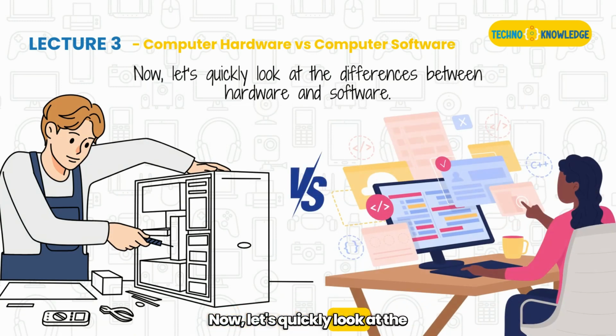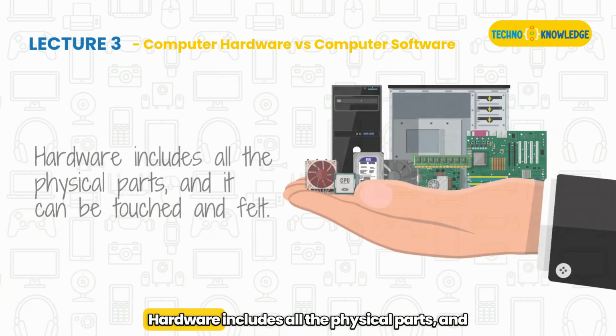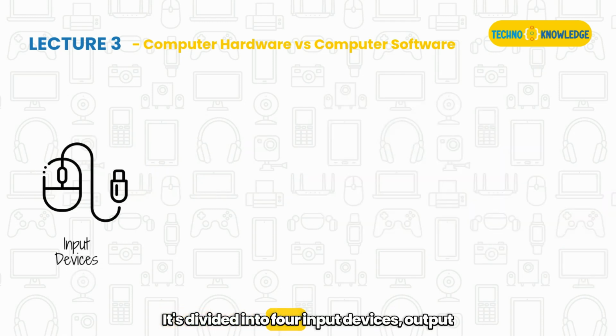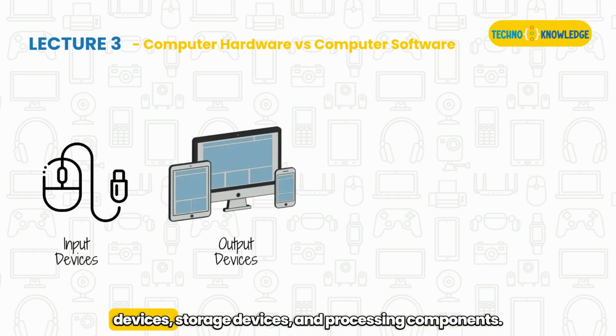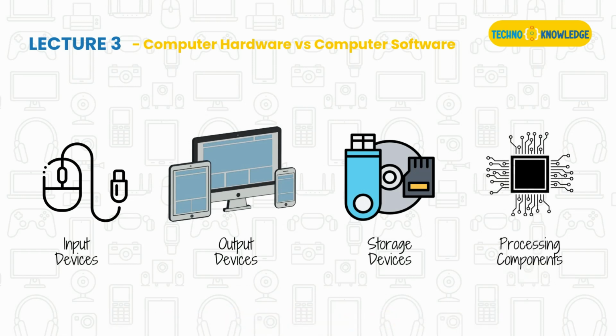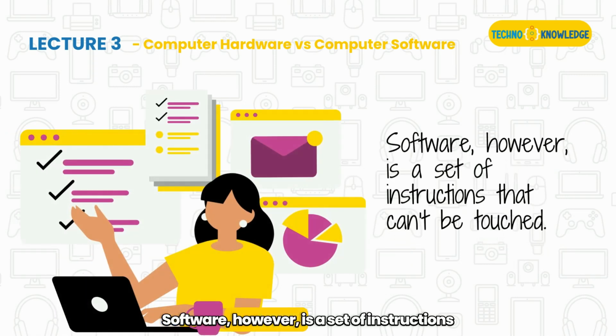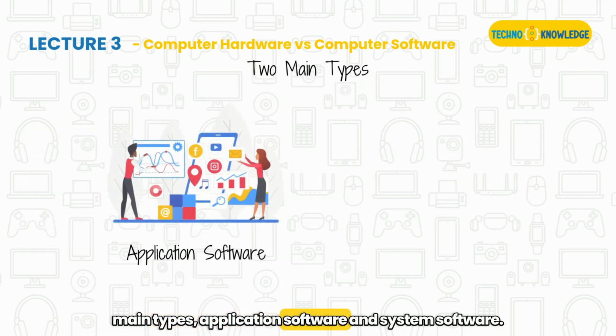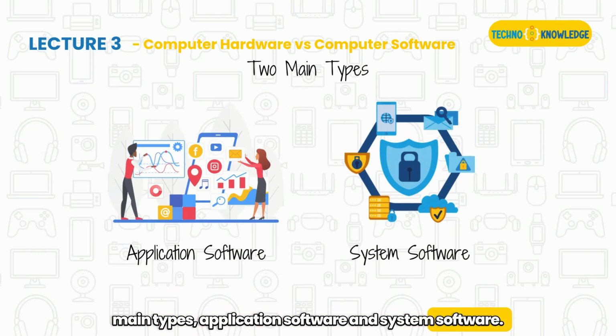Now, let's quickly look at the differences between hardware and software. Hardware includes all the physical parts, and it can be touched and felt. It's divided into 4 categories: input devices, output devices, storage devices, and processing components. Software, however, is a set of instructions that can't be touched and has 2 main types: application software and system software.